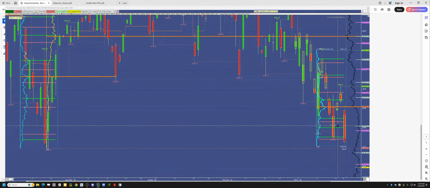Now, what happens on Monday? Gap. Where's the fuel? Isn't it these shorts in here that are going to need to cover? Buy stops are going to be above here, and the gap. So what are we doing? Now we're running over the sellers. Now we're taking out the weak shorts. Is everybody with me?